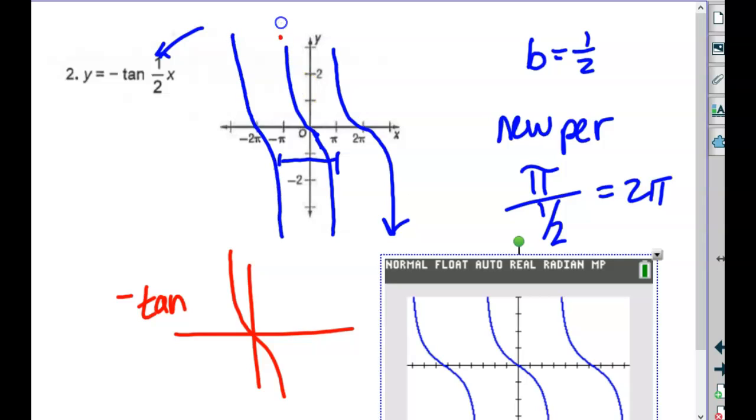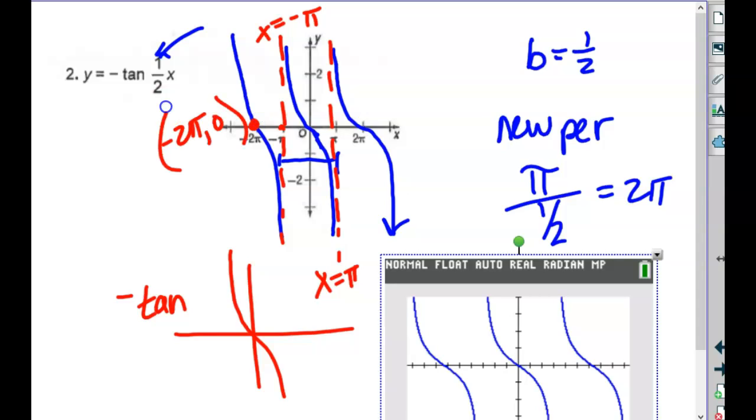So the asymptotes were at x equals negative pi. This one is at x equals pi. And then the zeros would be at negative 2 pi 0, 0, 0, to pi 0. You will have to label 2 asymptotes and 2 zeros on the quiz. Questions?